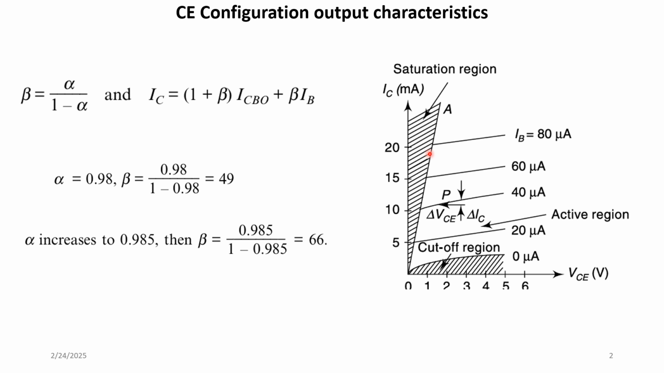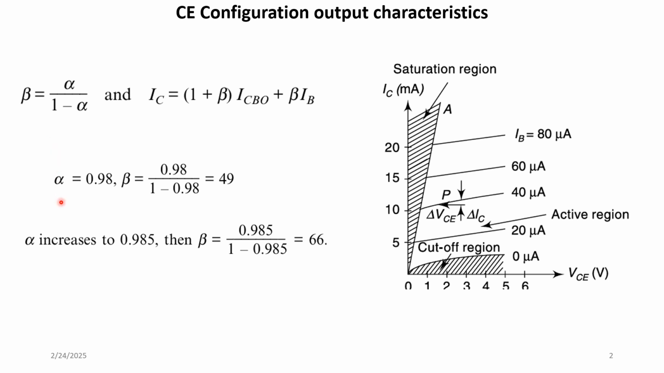Here, if there is a slight increase in my alpha, there is a slight change in my beta. How does this happen? Using the formula of beta as alpha by 1 minus alpha, and collector current as (1 plus beta) into ICBO plus beta IB.